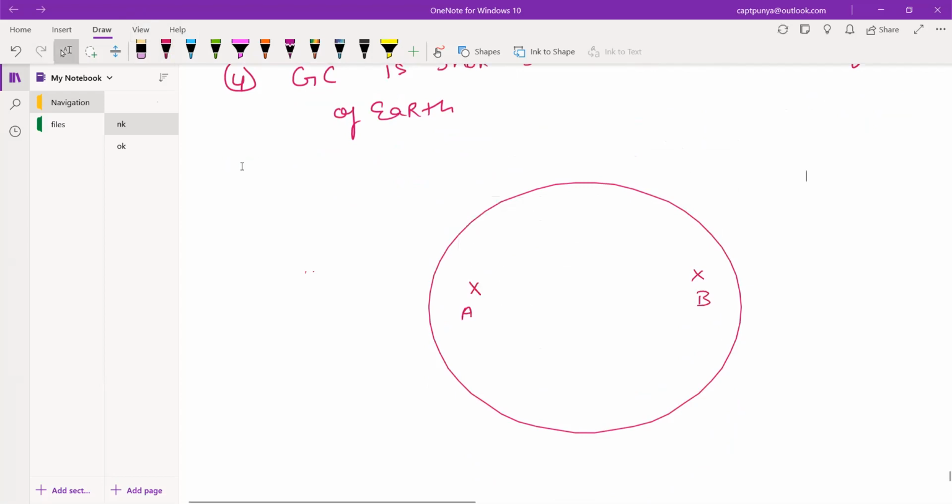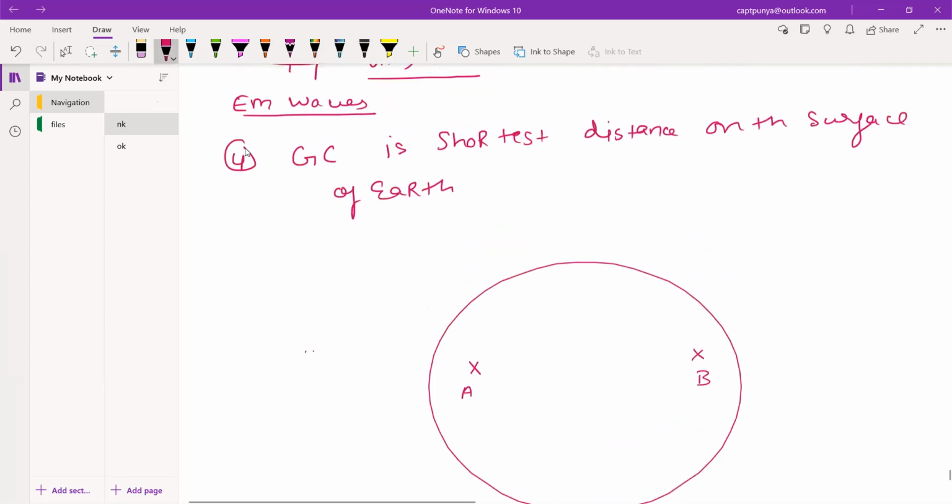Now you all know that Earth is not flat. Earth is a curved body. So if I want to go from A to B, as per what I have told you, the great circle is the shortest distance on the surface of Earth. So I will follow my GC path, right? Because that will give me the shortest distance on the surface of Earth.